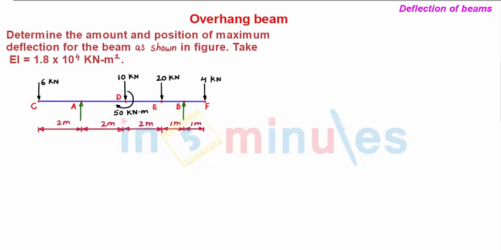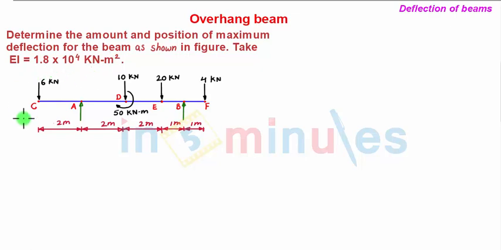We take a problem on deflection of beams and we consider an overhang beam. Our problem statement is: determine the amount and position of maximum deflection for the beam as shown in the figure. Take EI, which is flexural rigidity, equal to 1.8 into 10 to the power 4 kilonewton meter square.